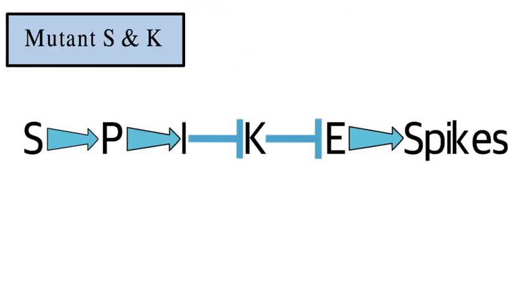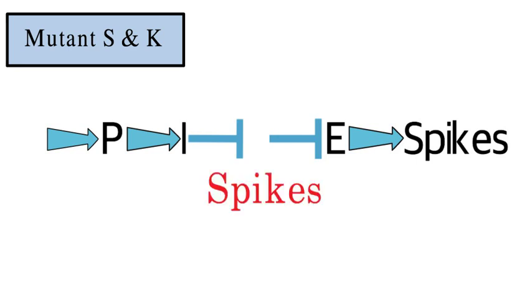Lastly, let's remove another two genes, S and K. Since S is gone, there is nothing to activate P or I. However, there is nothing to inhibit E, so spikes can be produced. If we no longer have S and K, we have spikes.